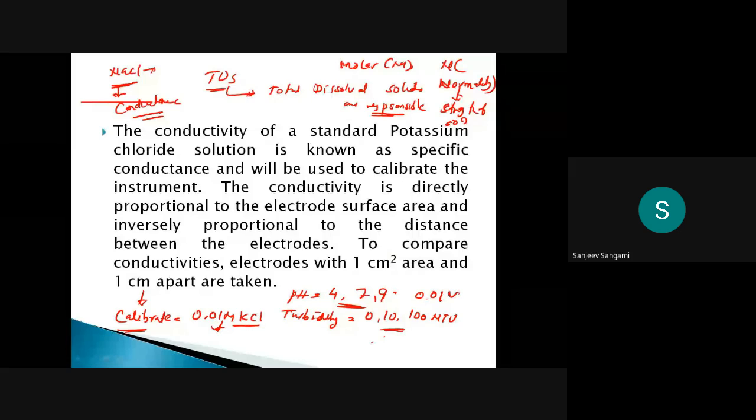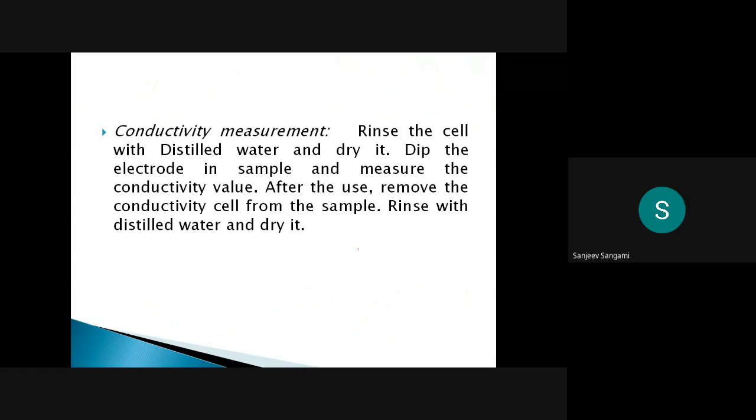You have to prepare 0.01 molar KCl, then dip the electrode in it. It will give you a standard value, that is 14.1 millisiemens per centimeter. If you prepare that much and dip it in that water, it will give that much conductivity.